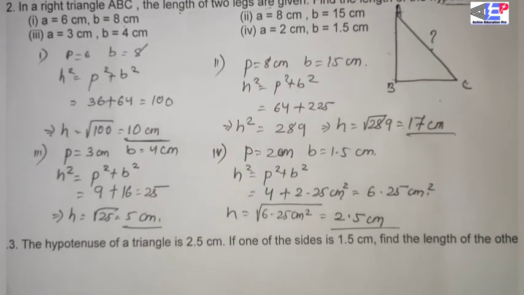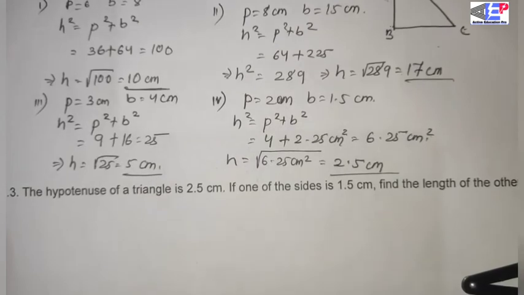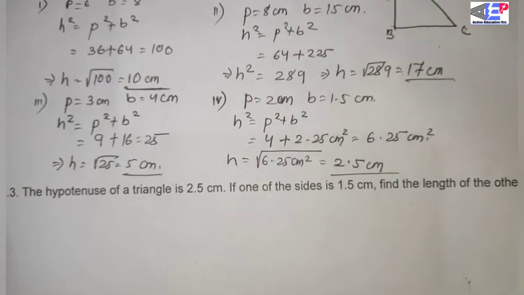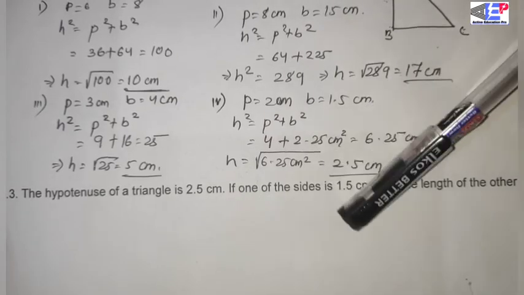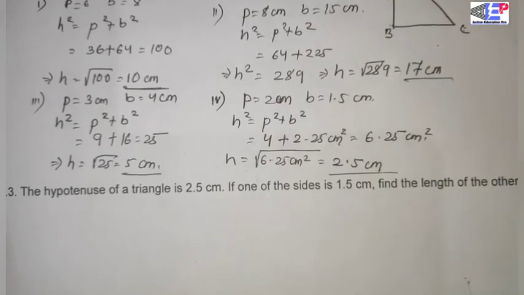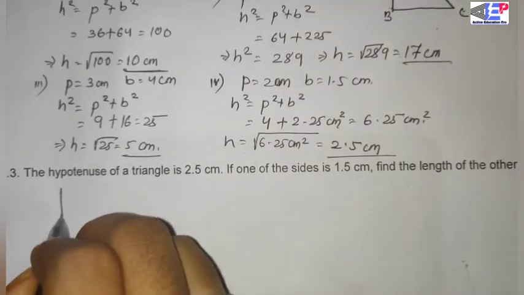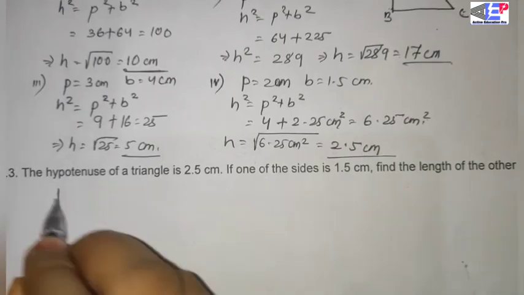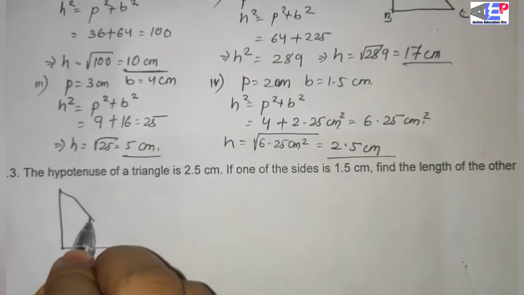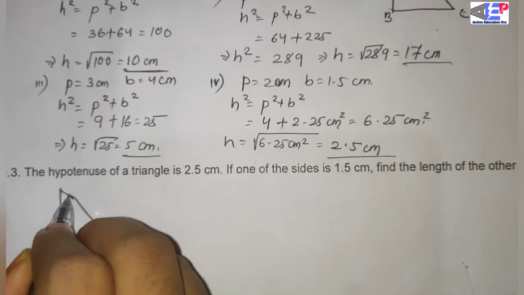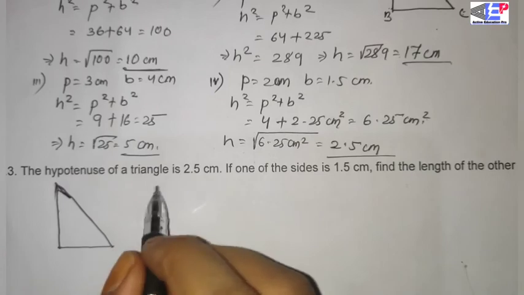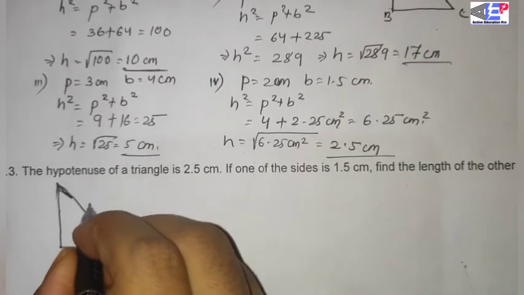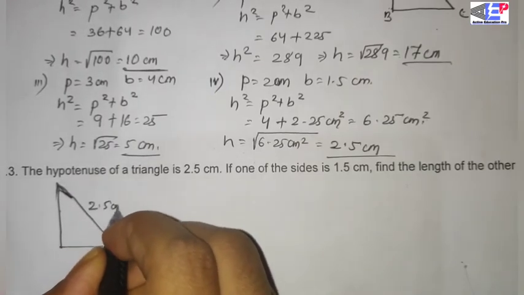The hypotenuse of a triangle is 2.5 centimeter. If one of the sides is 1.5 centimeter, find the length of the other. The hypotenuse of a triangle, so of course, hypotenuse means it is a right angle triangle. So first we have to draw a right angle triangle. Here I draw a right angle triangle, hypotenuse 2.5 centimeter. This hypotenuse is 2.5 centimeter.